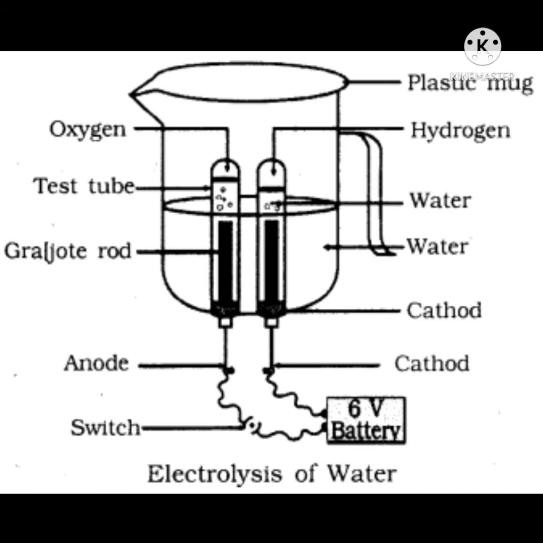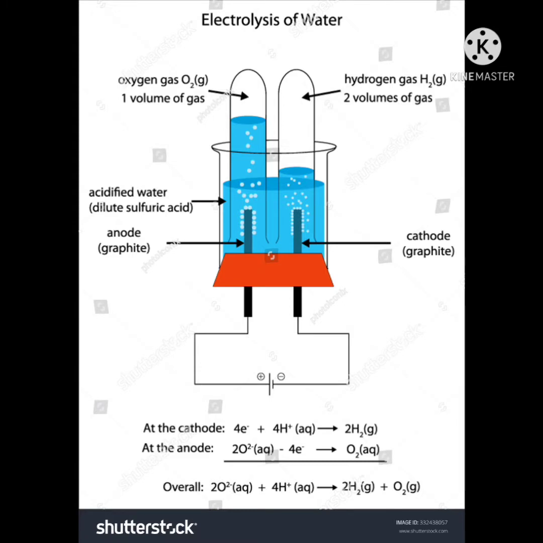What is happening is that when we pass electricity through the water, it results in the decomposition of water into hydrogen and oxygen. The number of hydrogen molecules produced is thus twice the number of oxygen molecules. After electrolysis of water, hydrogen is collected at the negative terminal and oxygen is collected at the positive terminal. Okay, hydrogen is double in volume than oxygen.